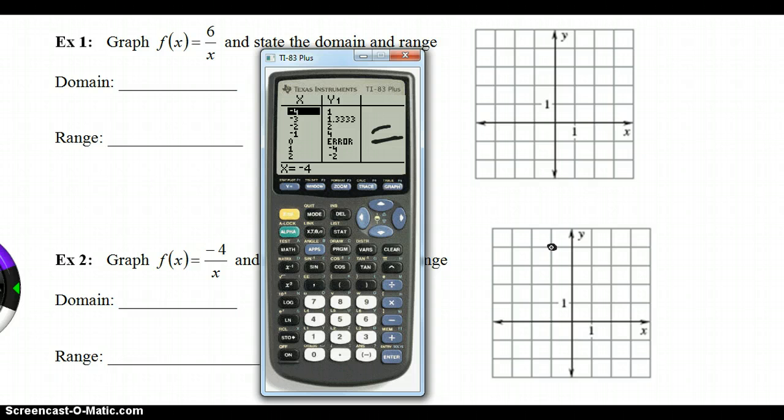Negative or 1, negative 4, excuse me, is down here. Negative 1, 4 is up here. Negative 2, 2. So that's how we get our shape. The point 2, negative 2 is here. That's how we'll get our 2 branches.